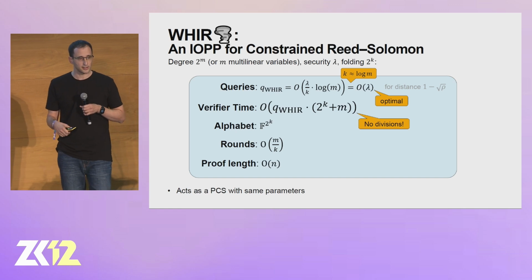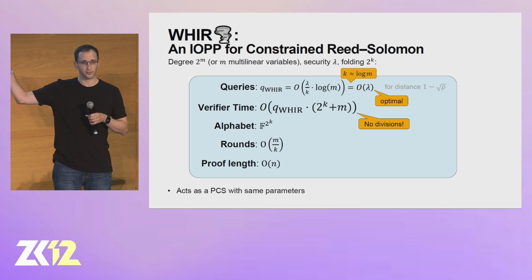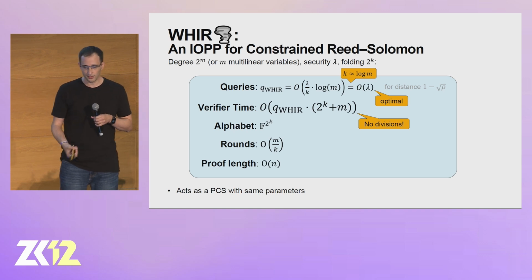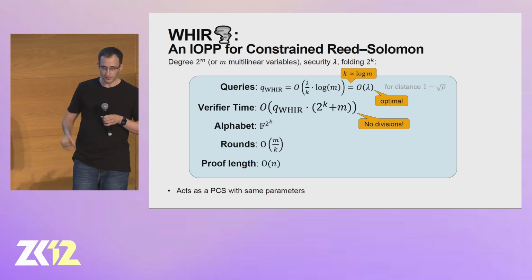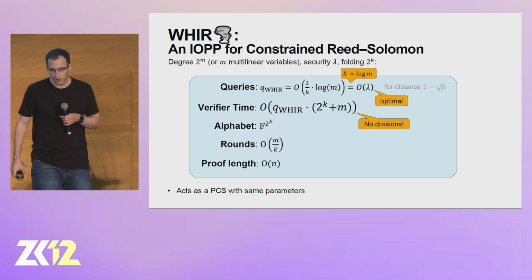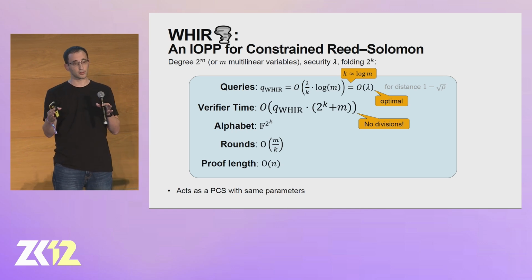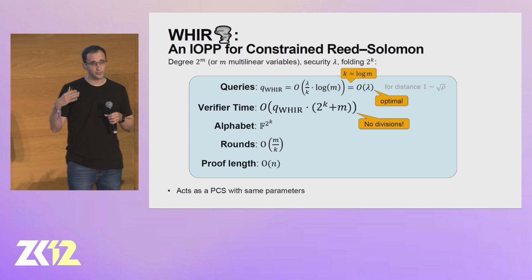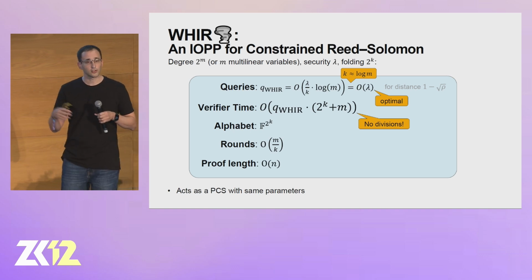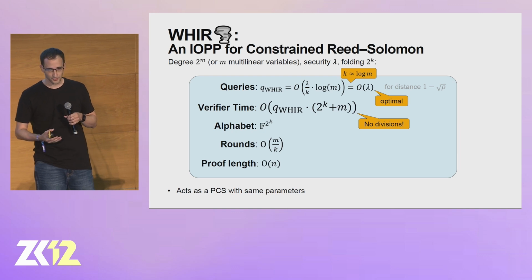The verifier running time is this query complexity. Well, the verifier needs to do something per query, right? Times 2 to the k plus m. So again, 2 to the k is going to be the bigger term here. And for every query, the verifier reads 2 to the k field elements. This means that in terms of field operations, the verifier is actually linear in the number of field elements it reads from the proof. Okay?